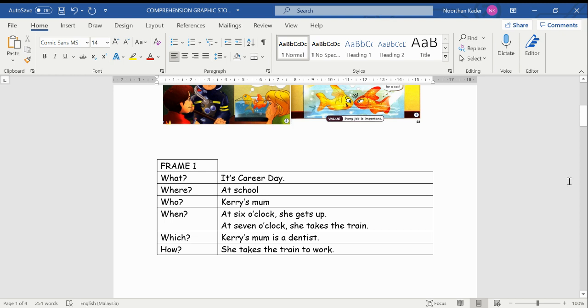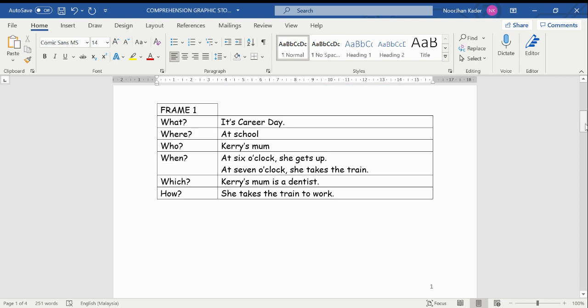So the answer will be, here I put it this way so that it will be easier for you to see the time. I've written the time first. But actually, you shouldn't write 'at 6 o'clock she gets up.' I just want you to see it clearly. That's why I wrote it like this.